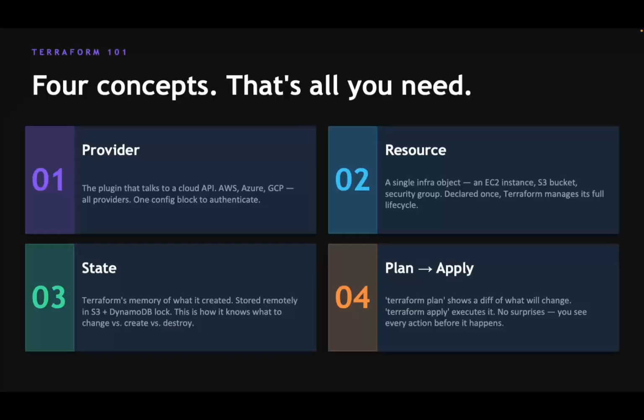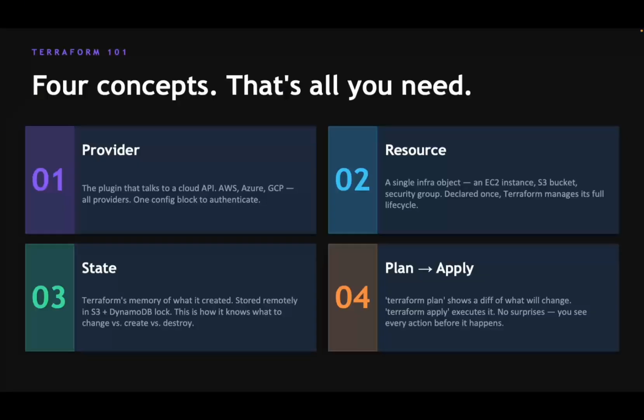Number 3 is the state. The state is Terraform's memory. It records what has been created, where it is, and what its current properties are. We store the state remotely in an S3 bucket, usually with a DynamoDB lock, so multiple people can work without overwriting each other. Without state, Terraform would not know what to change versus what to create from scratch.